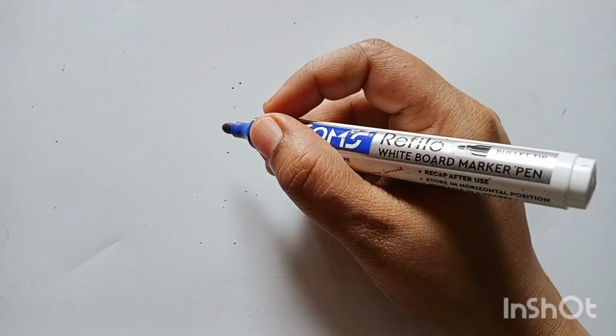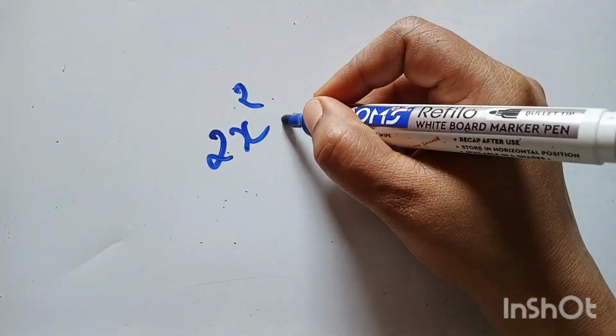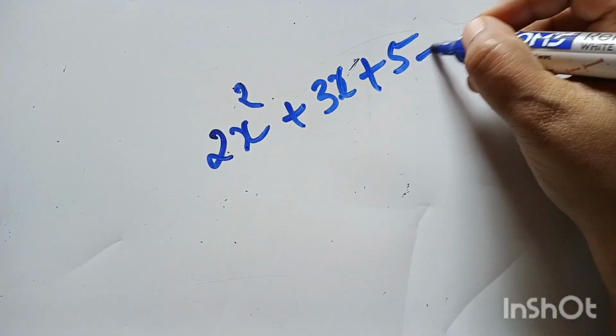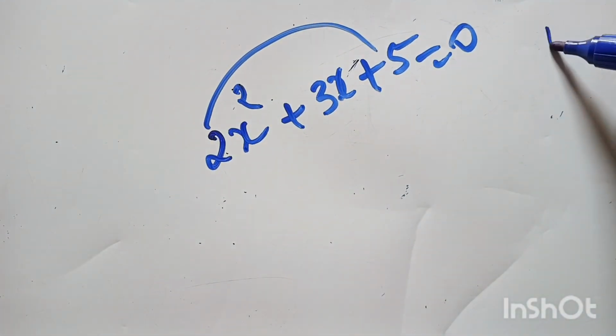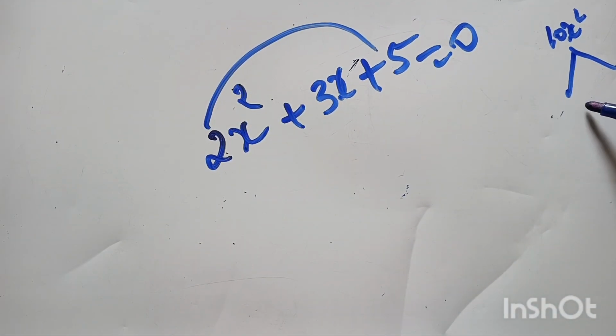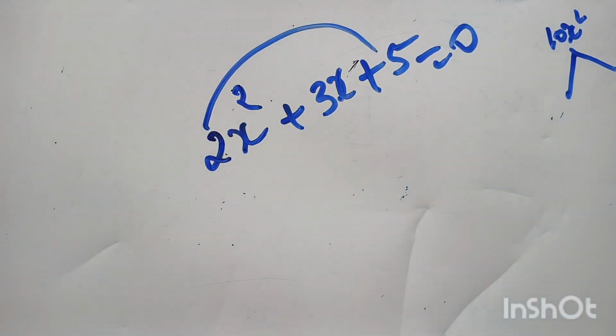And in this chapter, we solve quadratic equations with the splitting method, which is called the factorization method. For example, 2x square plus 3x plus 5 equals 0. Here power 2 means it is a quadratic equation, and a must not be 0. Splitting method means we multiply the first and last terms: 2 into 5 is 10x square. The multiplication should be 10, and the addition or subtraction we have to get is 3.